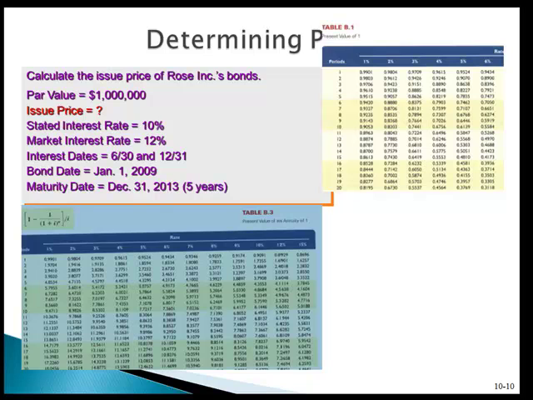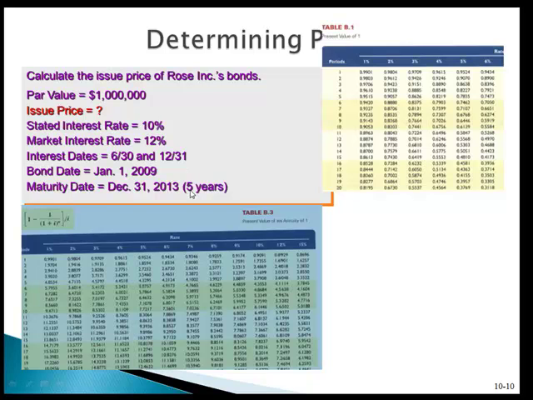All right. Now let's go ahead and go into figuring out the bond price. So here we have an example, and this comes from the appendix, so you're going to need to look at the appendix. You're going to take $1 million. That's your par value. You're going to figure out what your interest payments are. You're going to use the market rate to figure out what your selling price is.